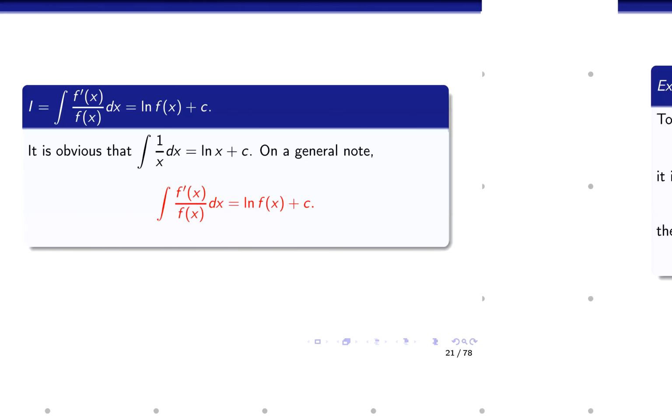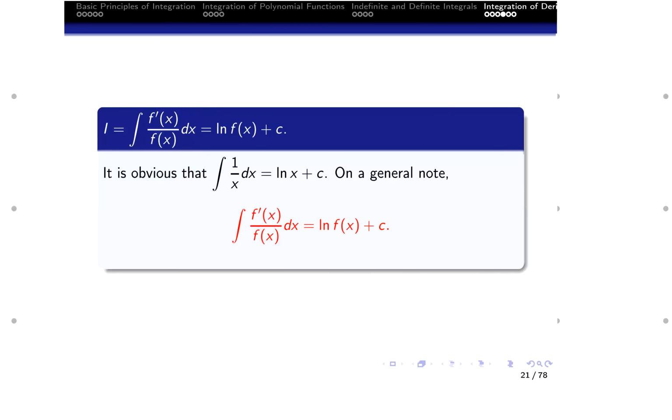So you discover that whenever you have to evaluate this integral of f prime of x divided by f of x dx, the simple answer would just be the ln of the denominator. So whenever you have this kind of thing, the integral is the ln of what you have at the bottom. So integral of f prime of x over f of x dx is simply the ln of f of x plus c. Easy. And it is obvious that integral of 1 over x dx is simply the ln of x, as we have seen already. So ln of x plus c.